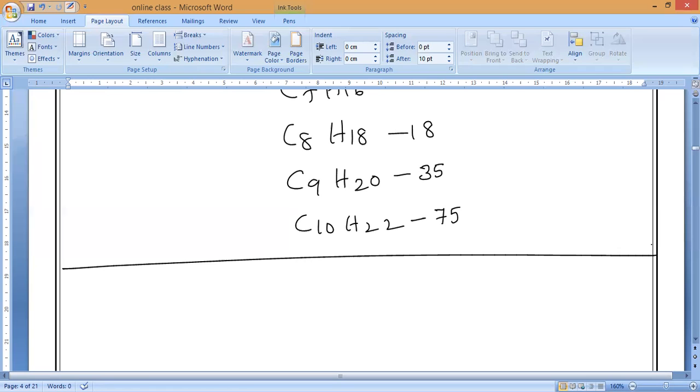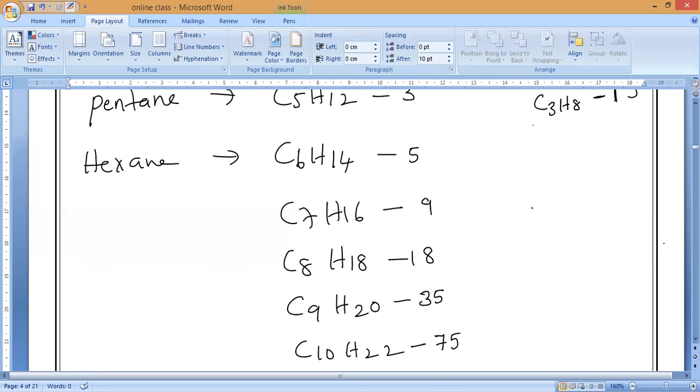Sir, heptane is 9 only, no, sir? Yeah, heptane is 9. The number of isomers. Yes. What happened? No, sir, I had doubts.